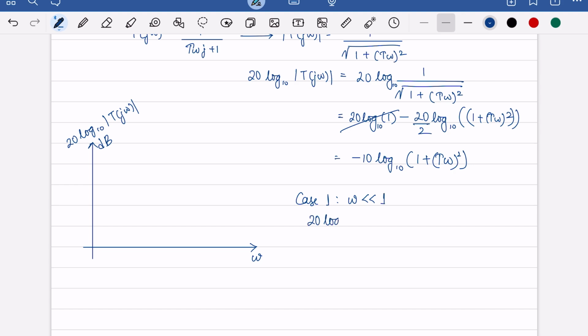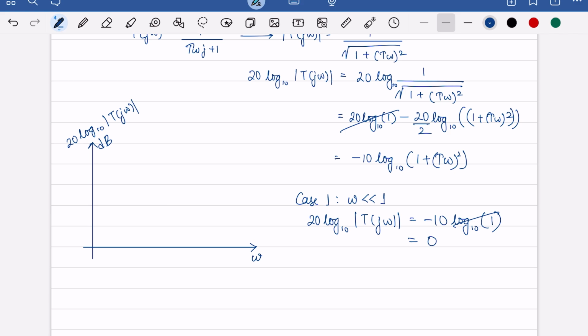So 20 log to the base 10 of the magnitude is equal to minus 10 log to the base 10 of 1 plus whatever is the time constant. This omega is something like 0.00001, let's say. If you square it, it'll become something like 0.0000001, which means this becomes very, very small. So this is going to be like having just 1 within the log. Since log of 1 to the base of anything is 0, this becomes 0.